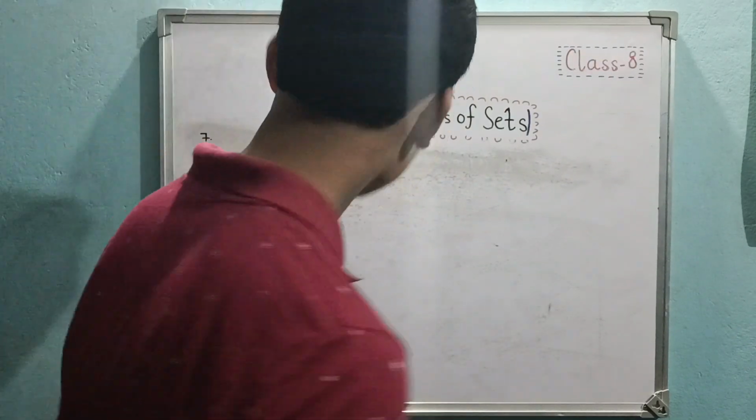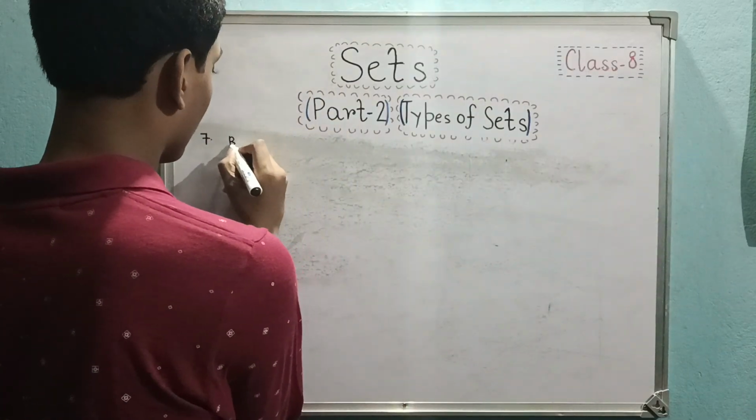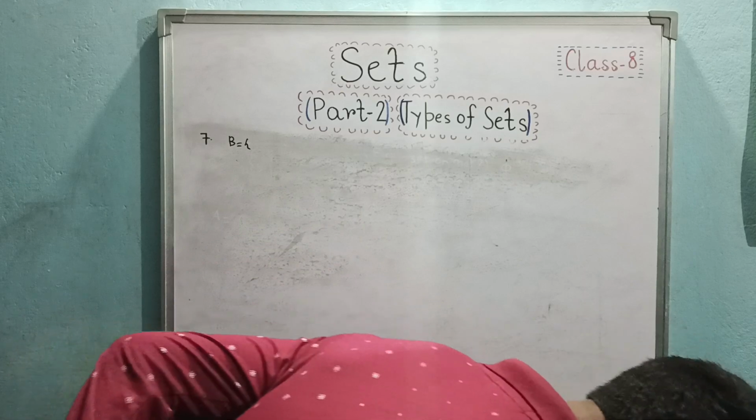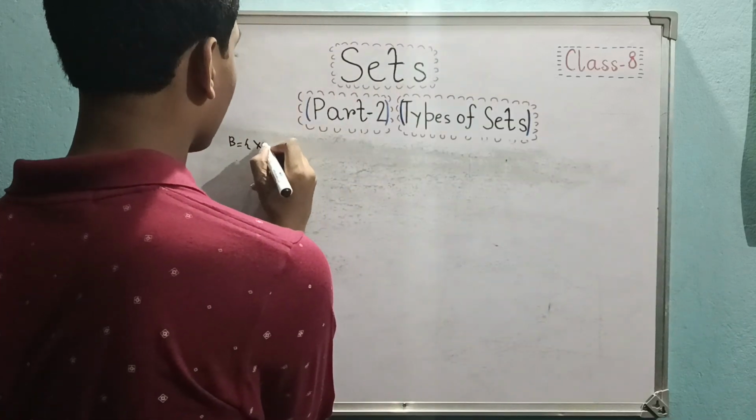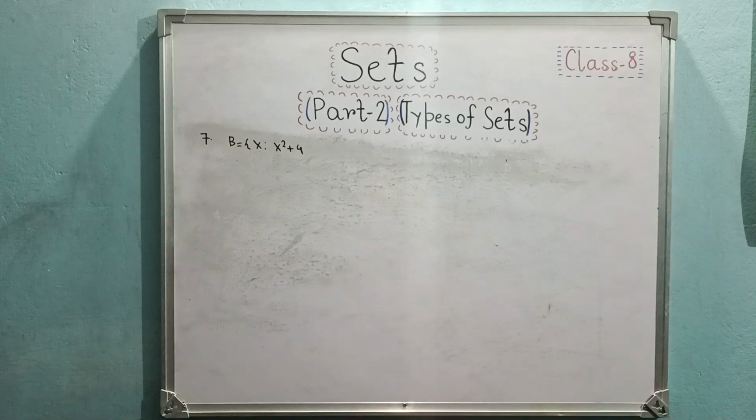Okay. Question 7 now. I have a set B which has x such that x squared plus 4 equals 0.